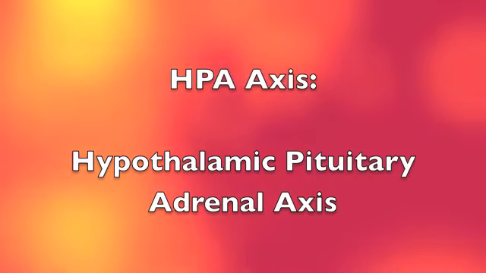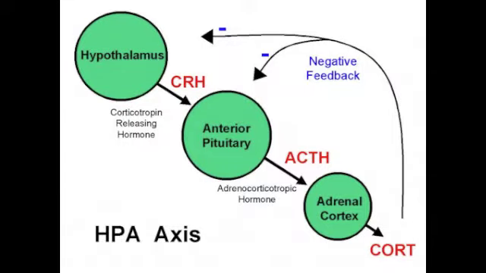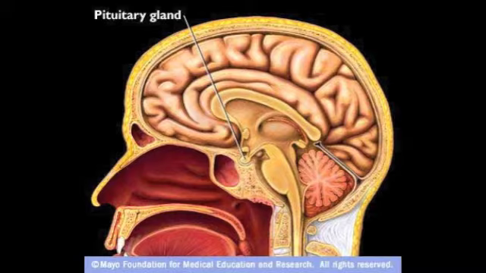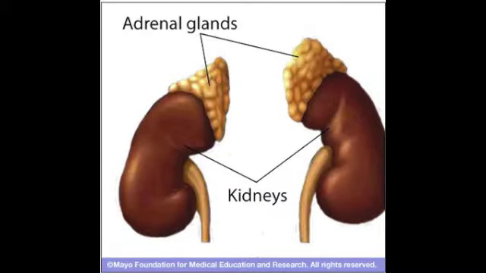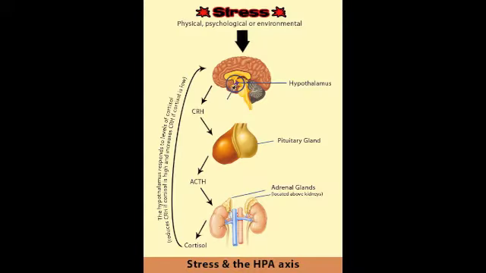Today we are talking about the HPA axis, or the hypothalamic pituitary adrenal axis, which is a complex set of direct influences and feedback interactions among three endocrine glands: the hypothalamus, the pituitary gland, which is a pea-shaped structure located below the hypothalamus, and the adrenal gland, which is a small conical organ on top of the kidneys. These are important players in the endocrine system. The main purpose of the HPA axis is to react to stress, but it also controls other bodily functions such as digestion, the immune system, emotions, and many other things.